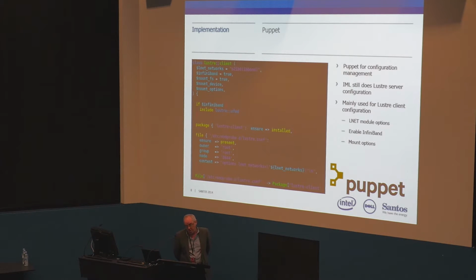On the clients in particular, make sure the client packages are installed, the right Lustre modules are set, the file system's mounting and all that sort of stuff. So a combination between management, between the IML server and Puppet to implement the service works very well.